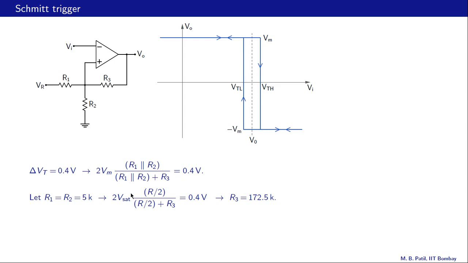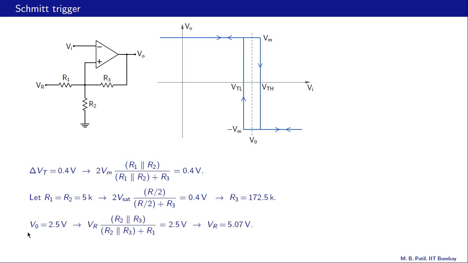Let us make a choice here. Let R1 and R2 be equal, and let us call that R, and let that be 5K. In that case, this quantity can be replaced with 2 times Vsat. R1 parallel R2 becomes R parallel R, that is R by 2. So R by 2 in the numerator, R by 2 plus R3 in the denominator, and R is already known. We have selected that to be 5K. So this equation can now be solved for R3, and R3 turns out to be 172.5 K.